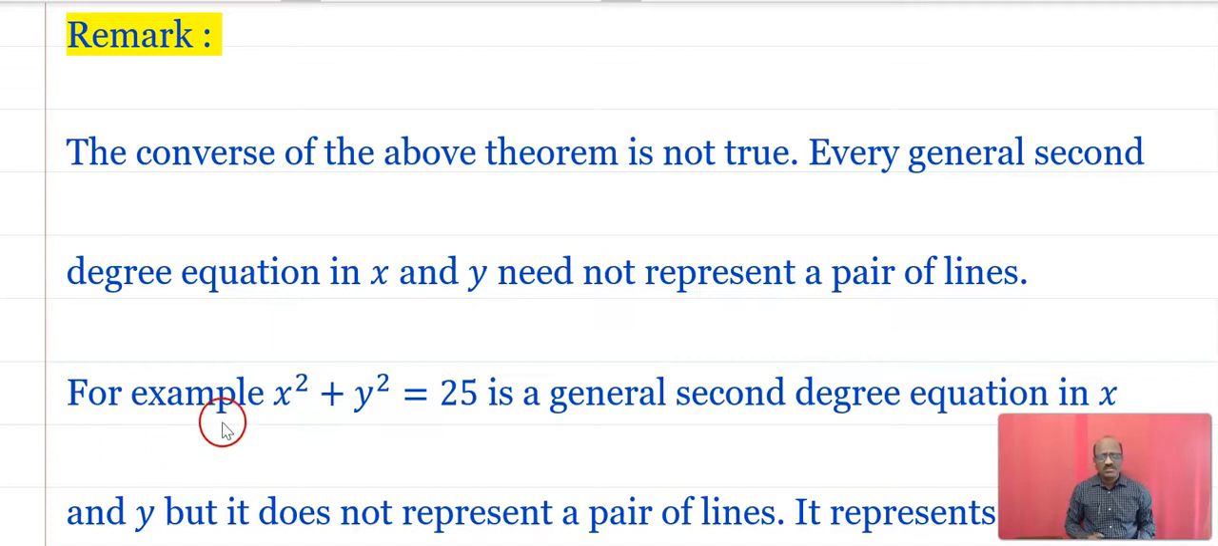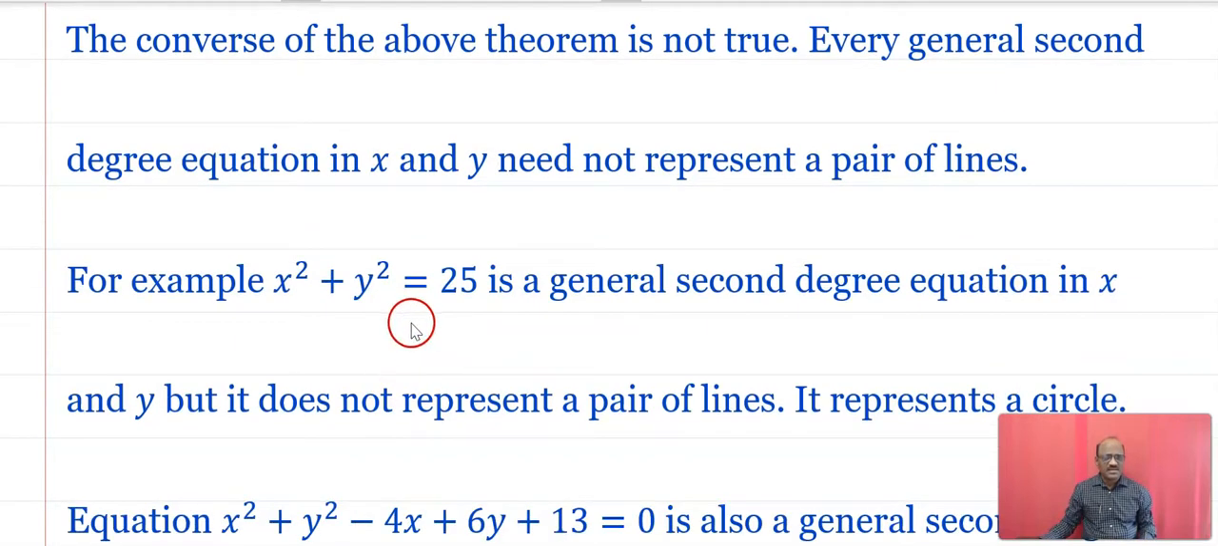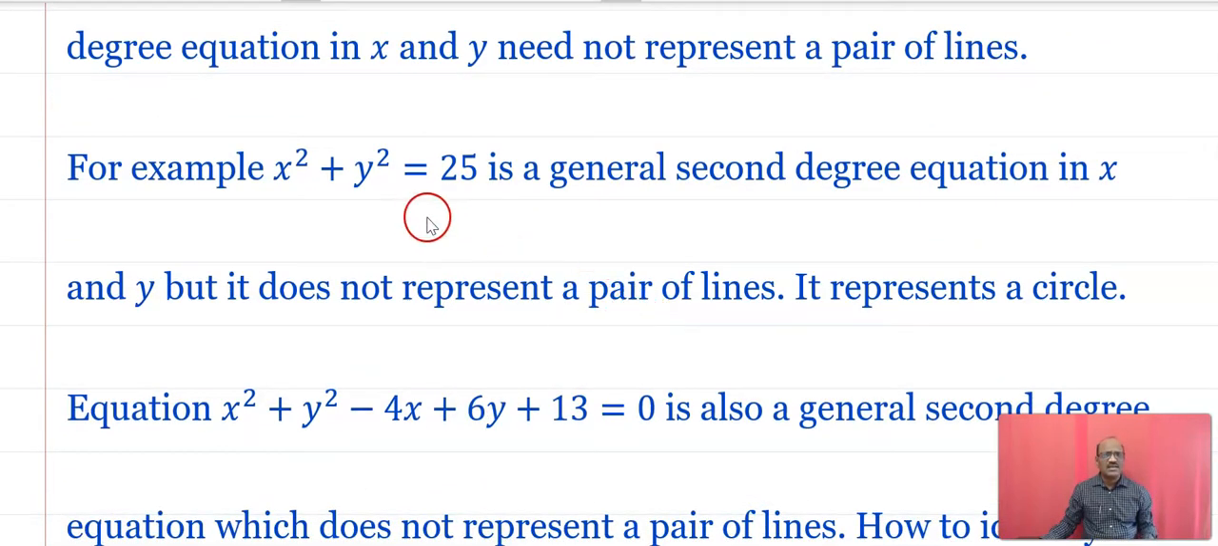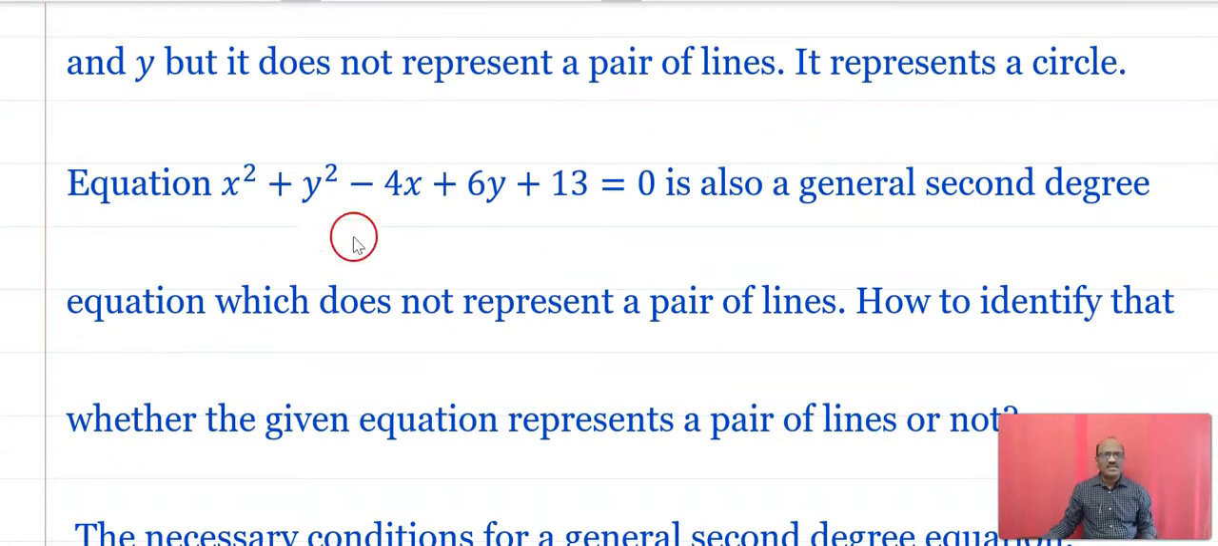For example, x square plus y square is equal to 25. This is a second degree equation, and one might think it must represent a pair of straight lines, but it does not represent a pair of lines that you are learning in the 11th standard in Mathematics 1. It represents a standard circle whose center is the origin and the radius is 5. Okay, it represents a circle.